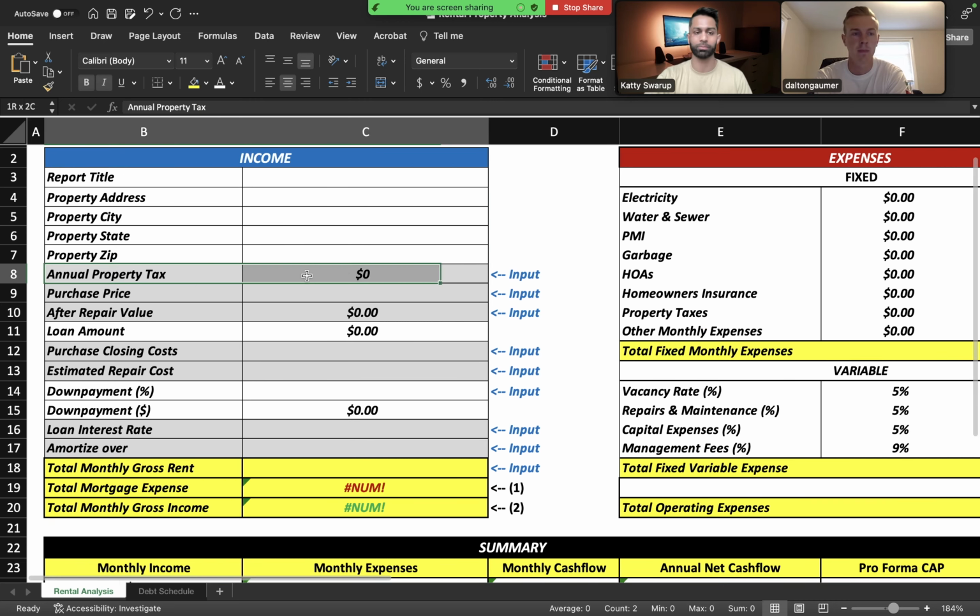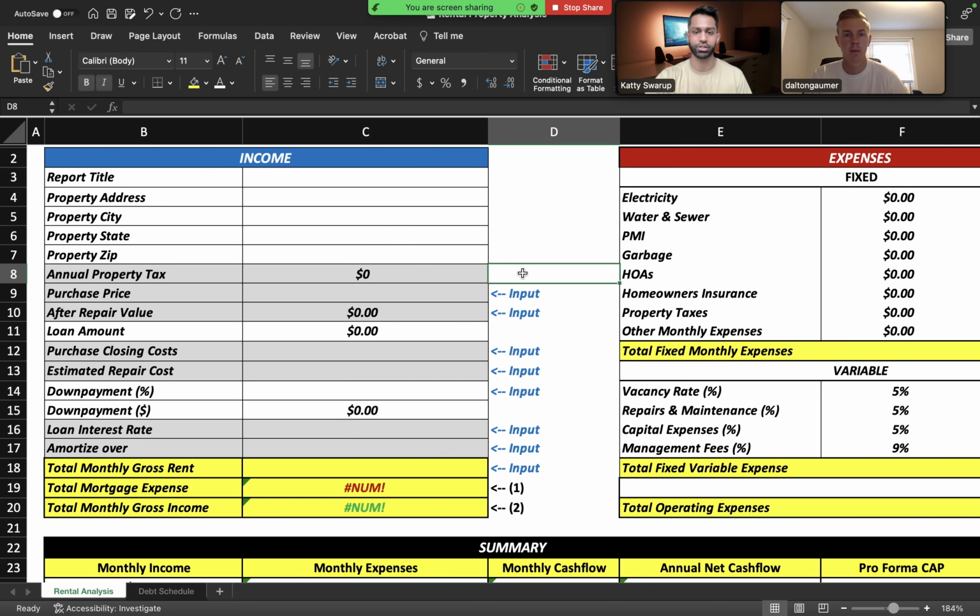Then we come to annual property taxes. Now, these are going to be listed on the property listing itself. Most often, it's going to be a percentage of the assessed value. So you can pretty much find that on the listing. And this will be calculated in itself, so this actually is not an input.